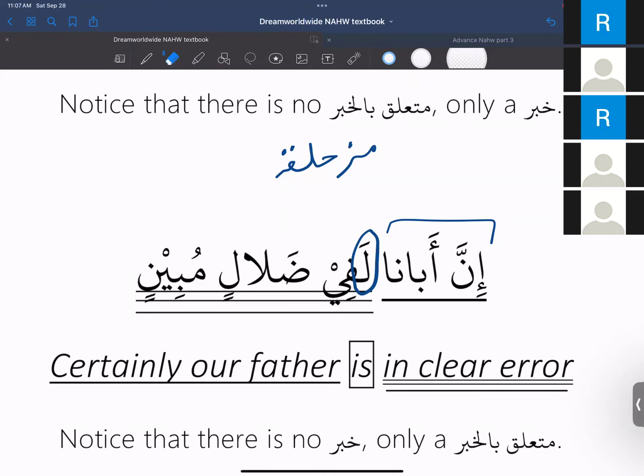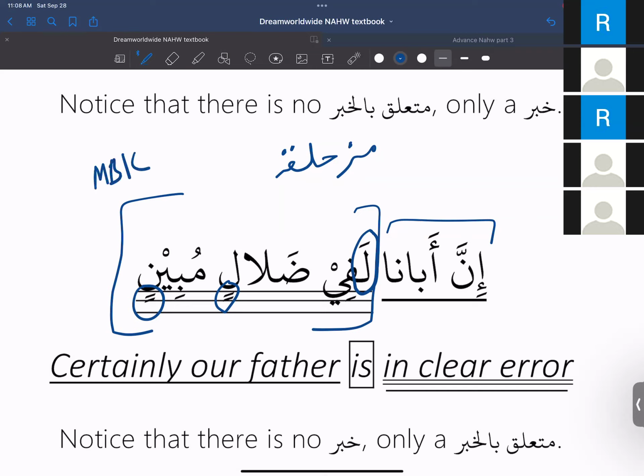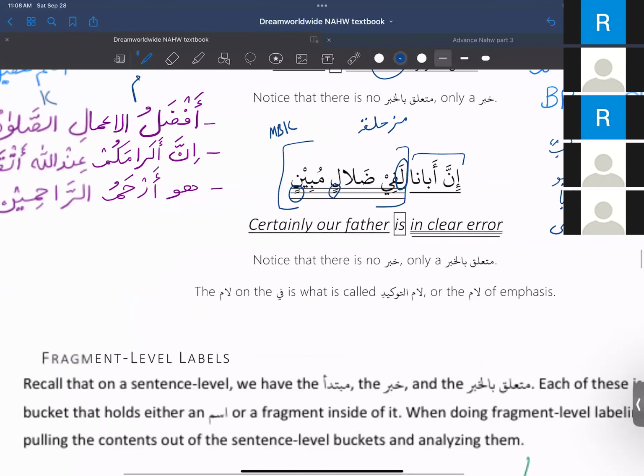Okay, so this is lamu taqid, lamu muzalaka, and lamul ibtida. Right, so there are different names for this lam. Why do we call it lamul ibtida? Because I said this lam wanna be in the beginning of the sentence, but inna doesn't want that, so it pushed it away. So now lam is lamu taqid, fi is harfu jar. Now when we have harfu jar, we are expecting a majrur after that. So dalalin is a majrur, and then dalalin mubinin, we clearly see that it looks like a mausuf sifa fragment. So the whole fragment is one bucket. What is the label of this bucket? MBK. Yes, MBK. So this is how we are going to do that.